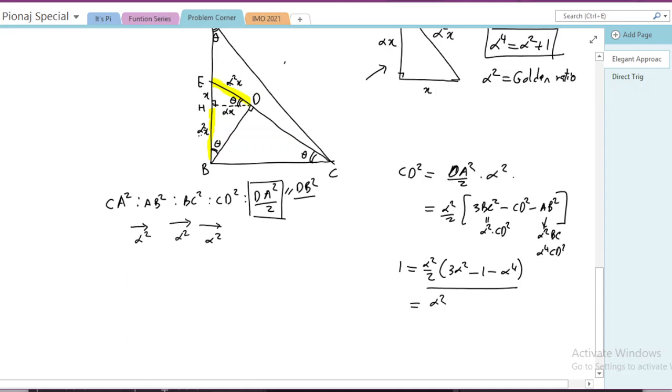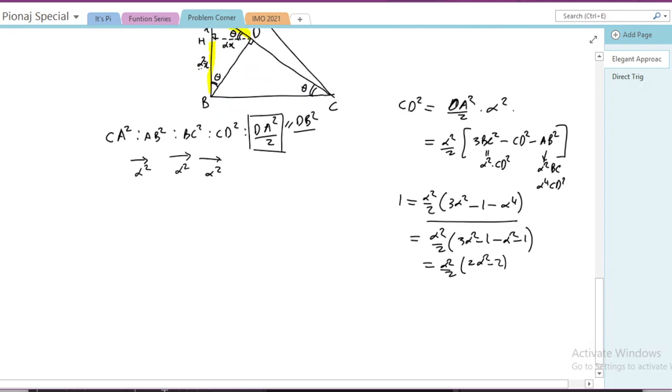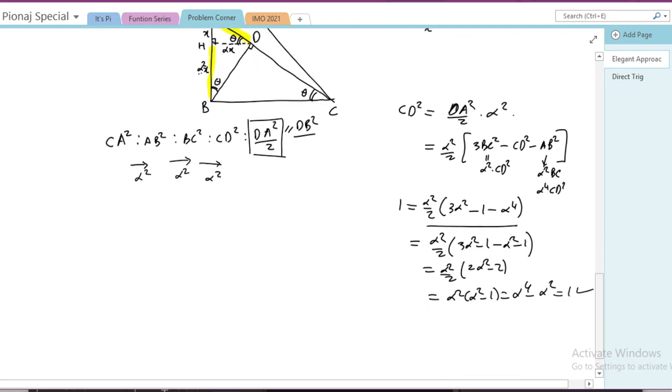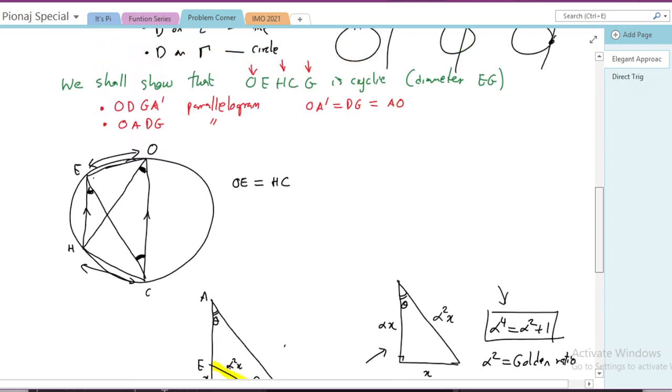So alpha squared over 2 is alpha squared minus 1, and that gives alpha squared over 2 equals 2 alpha squared minus 2. So we can factor out 2 and cancel that out to get alpha squared minus 1, or alpha to the 4 minus alpha squared. And looking at the relationship once again, that's just 1. So that brings us to the end of this solution.